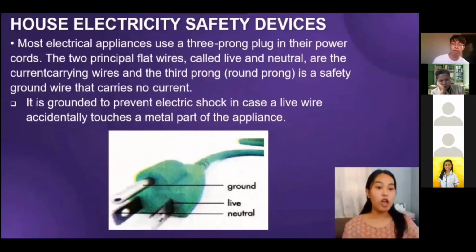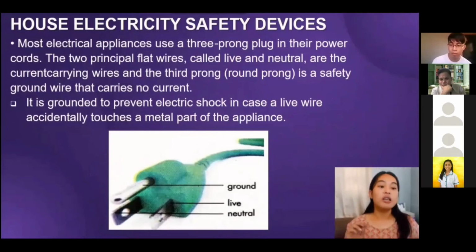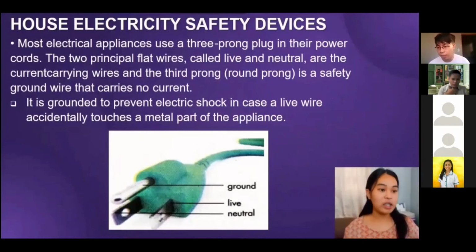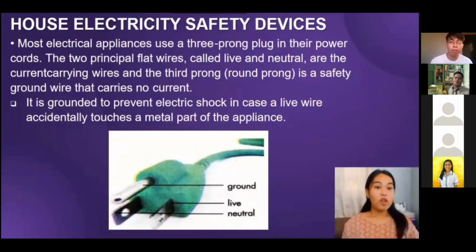Most electrical appliances use a 3-prong plug in their power cords. The two principal flat wires are called live and neutral. These are the current-carrying wires. The third prong, the round prong, is a safety ground wire that carries no current. It is grounded to prevent electric shock in case a live wire accidentally touches a metal part of the appliance.